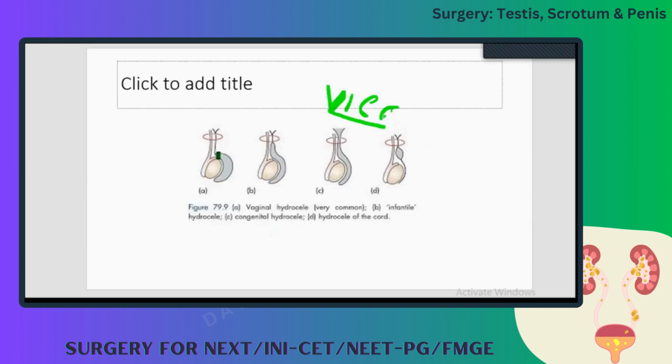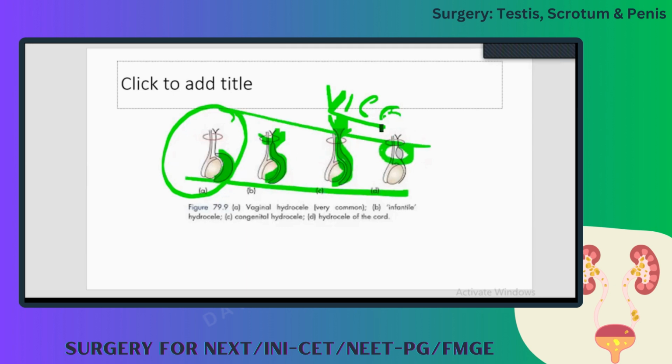So this is vaginal hydrocele, only in the tunica vaginalis. It is the most common, primary vaginal hydrocele. This is infantile hydrocele. See here, from the deep ring, it is completely there. And this is congenital hydrocele, having connection with the peritoneum. And finally, it is only of the cord here, so encysted hydrocele of the cord.